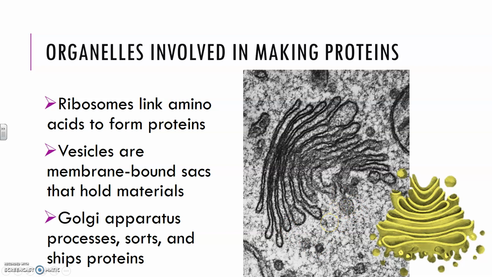Okay, so there's a lot of motion and fusing of membranes and all different kinds of things happening in the Golgi apparatus in order to create that processing, sorting, and shipping network.